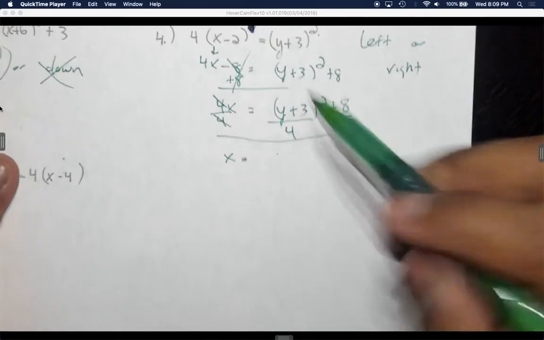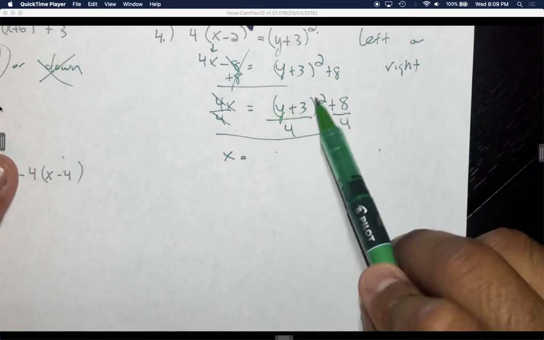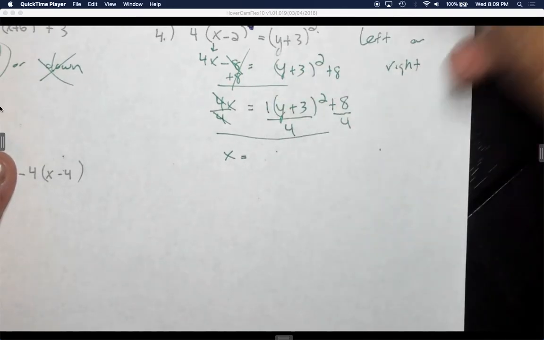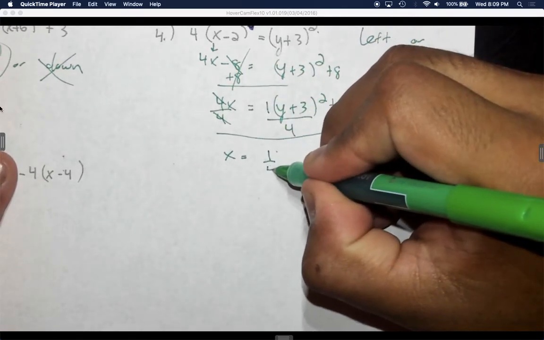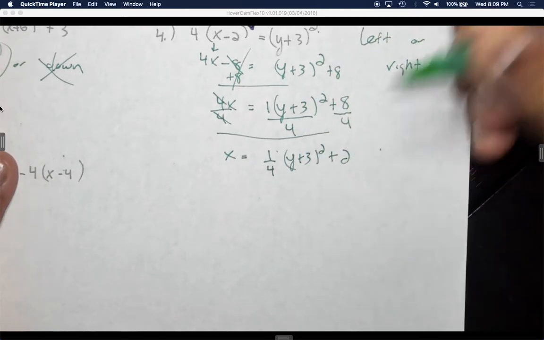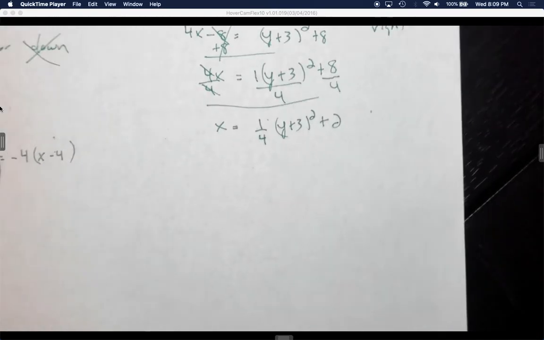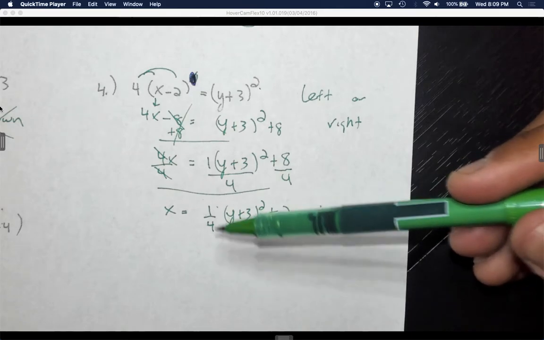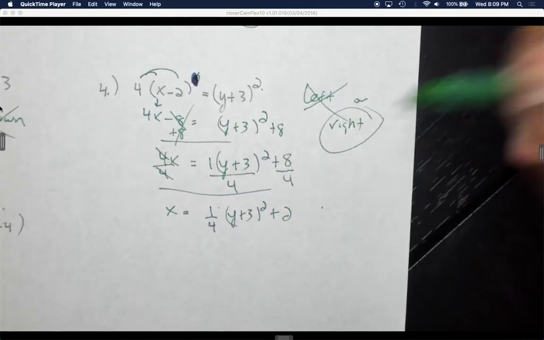X is equal to, now notice that we're dividing all this by 4. Now, what's in front of this if nothing's there? It's a 1. So this is technically just a 1/4 because we can't reduce. Y plus 3 squared plus 2. And now, all that work just to realize, hey, is my a positive or negative? Notice here that it is positive, so that means we're going to go in the positive direction to the right.